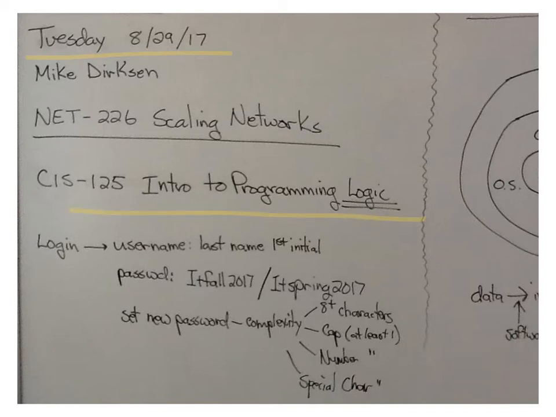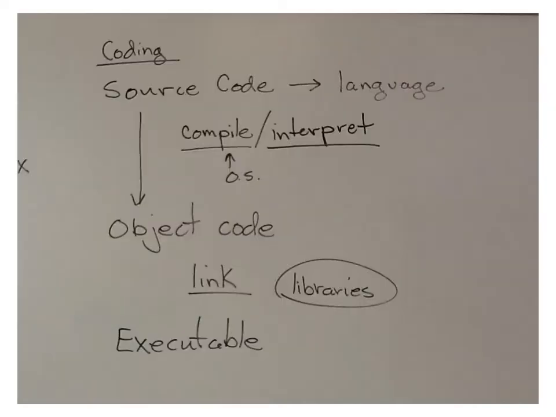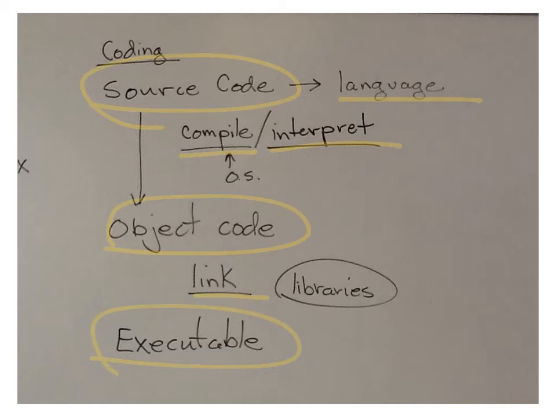Again, introduction to programming. We talked about the operating system working with the hardware, the application communicating with the operating system, and the user with the application. We talked about whether software can be interpreted or compiled: source code, language, object code, and executable code. You should be able to explain this process. If you go back, I covered it in more detail in the previous video.